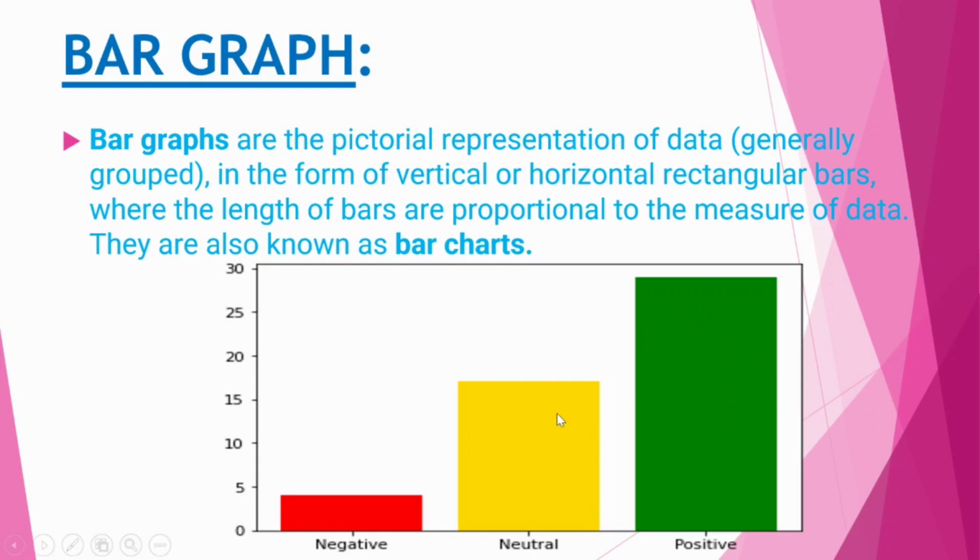These are the bars, the green, yellow, and red bars. The green bar here represents the positive tweets, the yellow represents the neutral tweets, and the red bar represents the negative tweets. And these are the number of tweets, and these are the types of tweets. Type on the x-axis and the number of tweets on the y-axis.